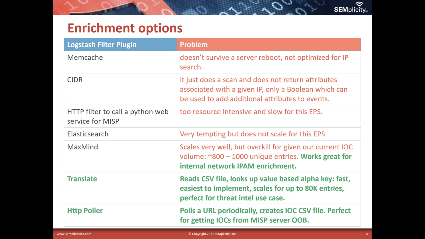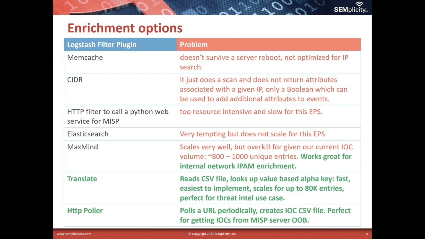We also found a great feature in Logstash called the HTTP poller. What that does is it can poll a URL periodically and create a CSV file. And this is out of band from the ingestion, as we'll see in a minute.